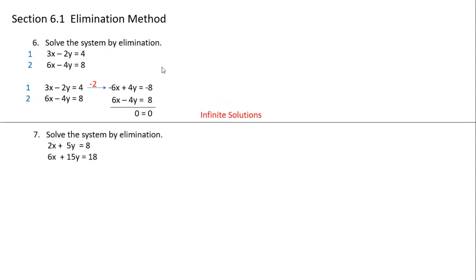One way you can see this is if you put both of these into slope-intercept form, you would see that you are dealing with the same line that has the same slope and the same y-intercept.